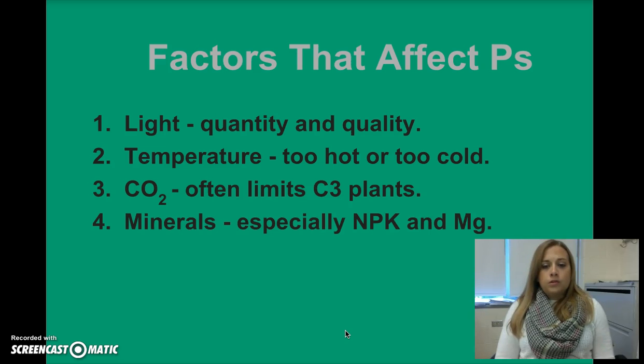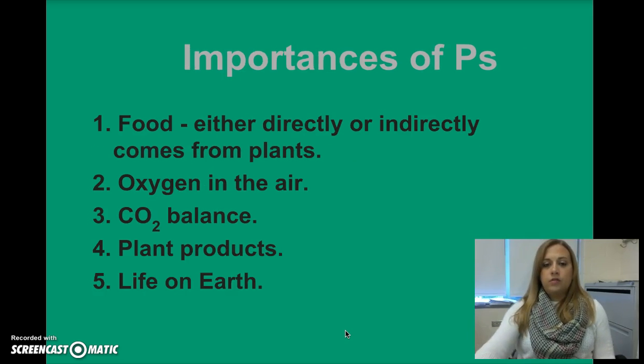And then minerals. And so minerals that are needed to make all of these things that the plant needs. So you have magnesium, nitrogen, phosphorus, potassium, those are all really important minerals. If those are lacking in the environment and the plant is not getting enough, then that can affect photosynthesis.